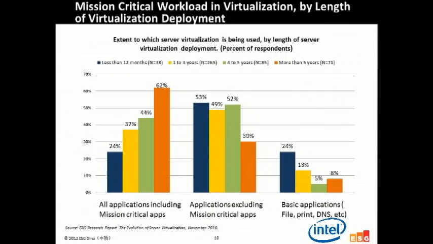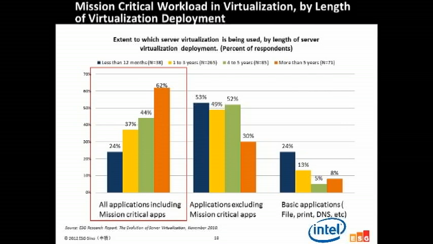In regard to mission-critical workload in virtual environment, from the first box, we could see the server virtualization for mission-critical workload is increasing by the years of server virtualization deployment. In this box, the orange color is for the customers who already deployed server virtualization more than 5 years. Within that group, 62% of the respondents indicated they already deployed server virtualization for mission-critical workload.